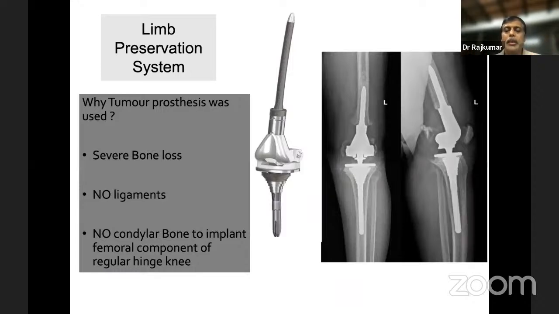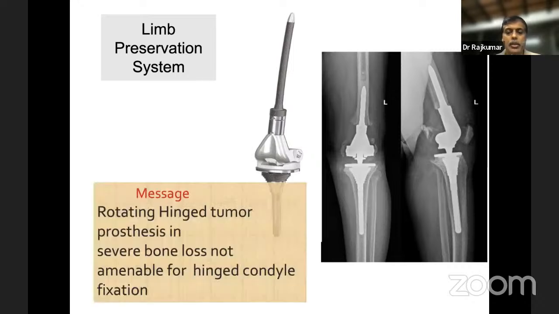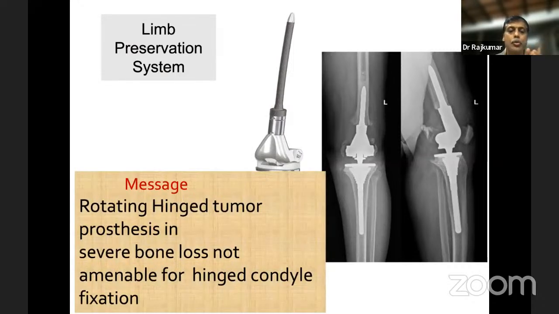So we have to be very, very careful. We have to look at it and then have a tumor prosthesis as a backup in these kind of major revision scenarios. So a rotating hinged tumor prosthesis in a severe bone loss, which is not amenable for a hinged condyle fixation, should be the prosthesis of choice.